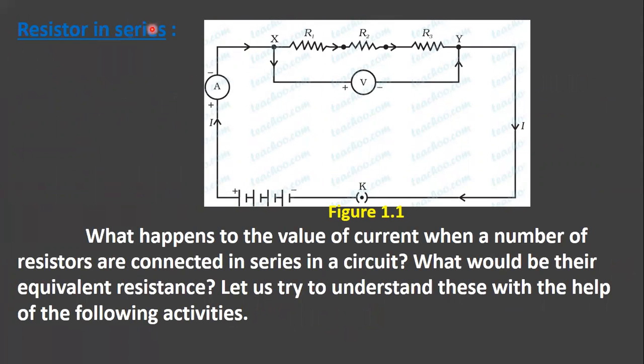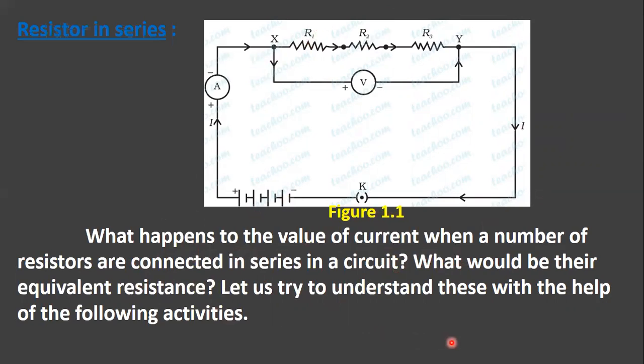First, resistors in series. See children, this is resistors in series. Here are three resistors R1, R2 and R3, and this is the ammeter, battery, and plug key. The current is flowing here. Have you ever thought what happens to the value of the current when a number of resistors are connected in series in a circuit, and what would be their equivalent resistance? Since we are connecting three resistors here, we will get the equivalent resistance.